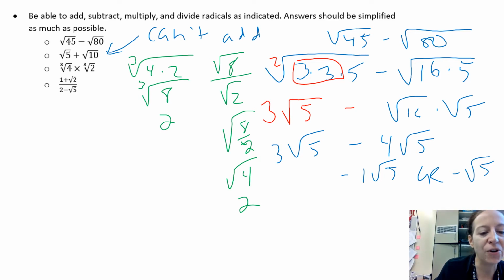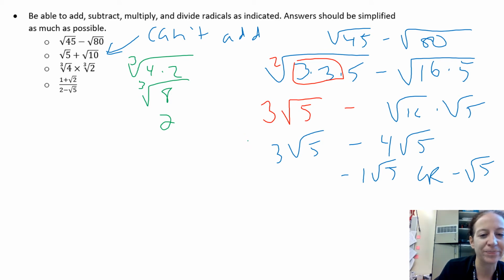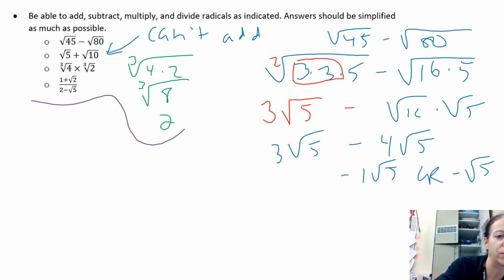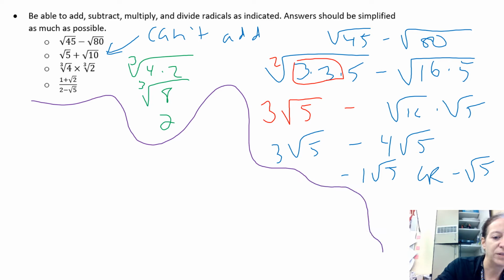The last one on there is the kind where you have to rationalize the denominator. And that is a much longer problem. And I'd say I'd like to come back to it, except that with PowerPoint, it doesn't let me cycle back once I click off the slide.